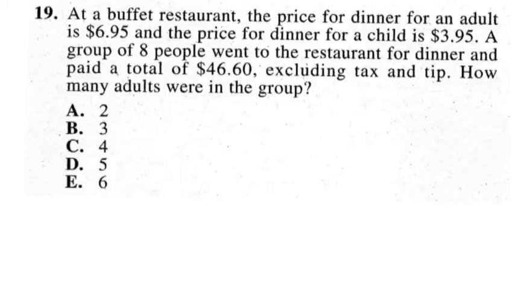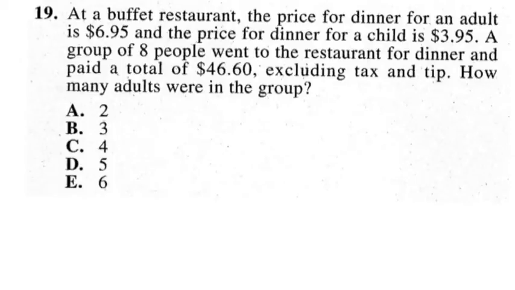First of all, we see that at a buffet restaurant, the price for a dinner for an adult is $6.95, and the price for dinner for a child is $3.95. A group of 8 people went to the restaurant for dinner and paid a total of $46.60, excluding tax and tip. How many adults were in the group?